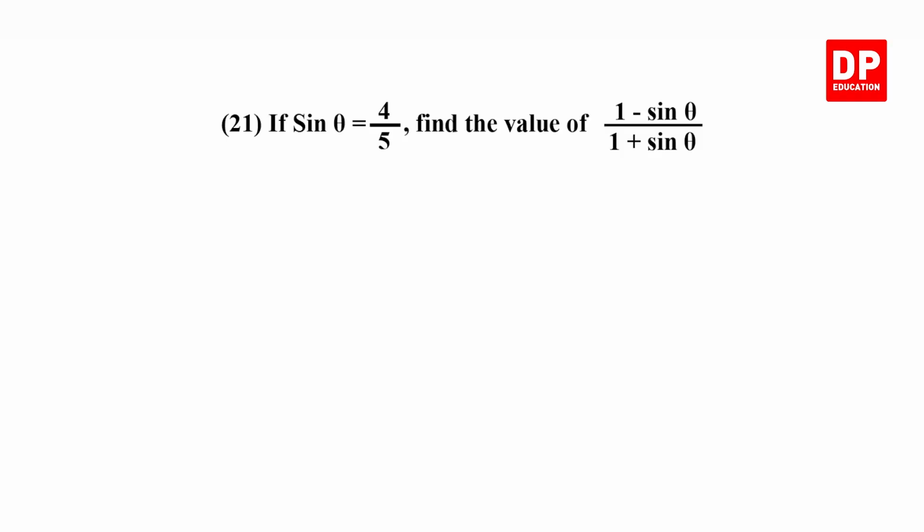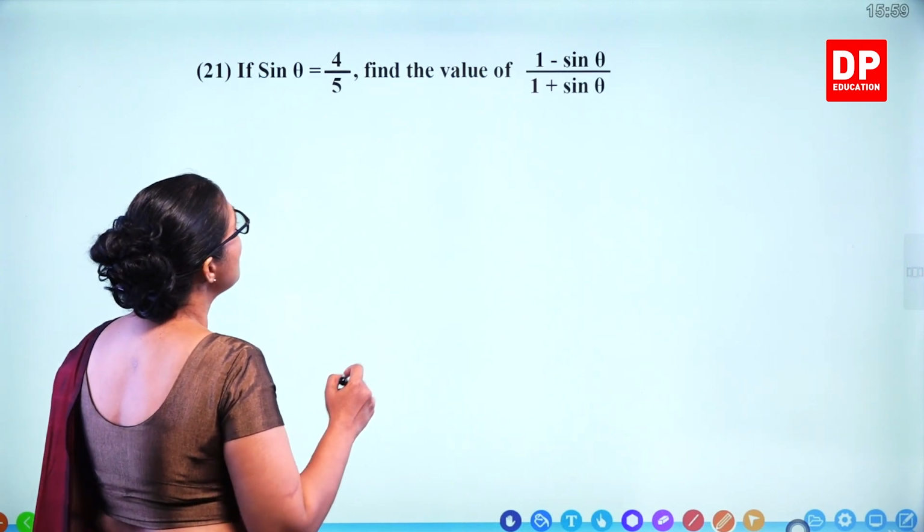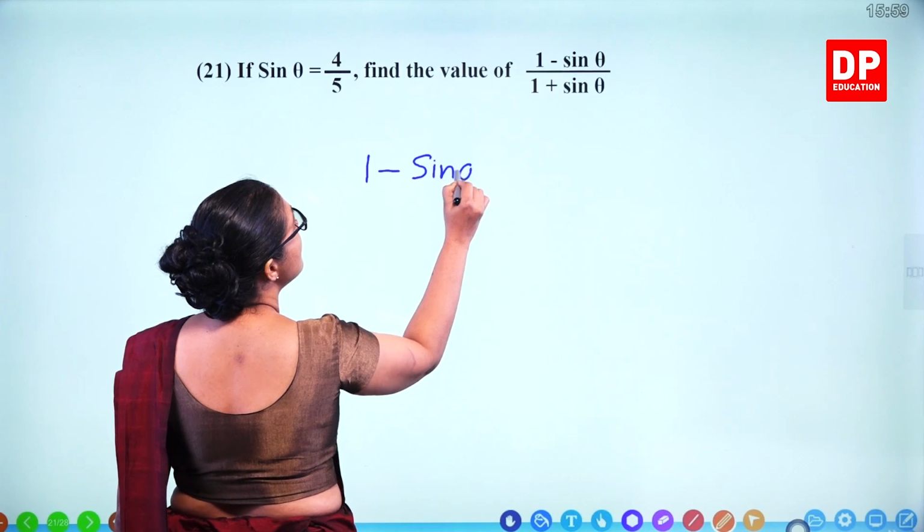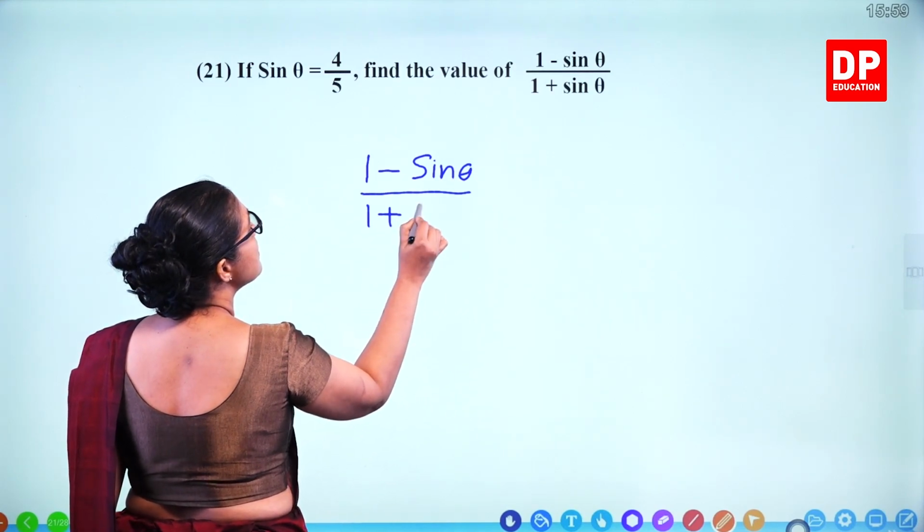Question number 21. Sin theta is 4 over 5. Find the value of 1 minus sin theta and 1 plus sin theta. So here you just have to plug in the value. So here we need 1 minus sin theta over 1 plus sin theta.